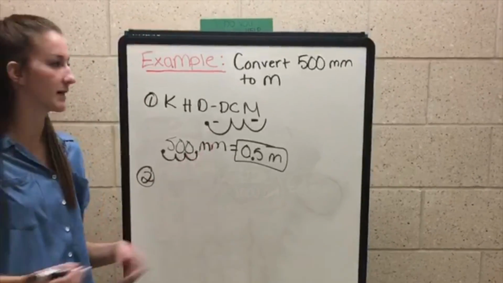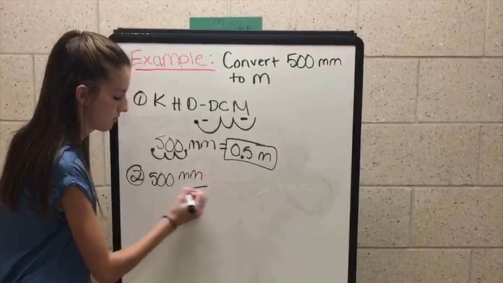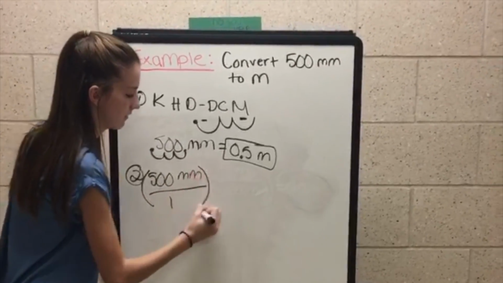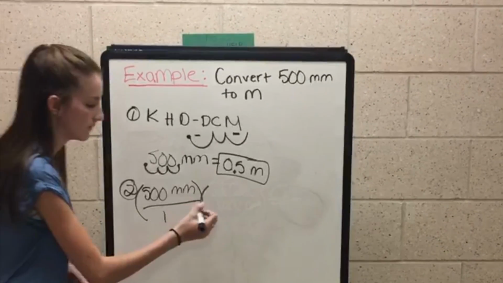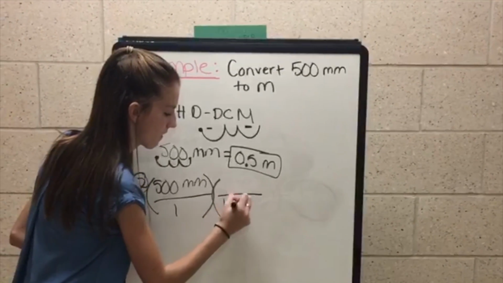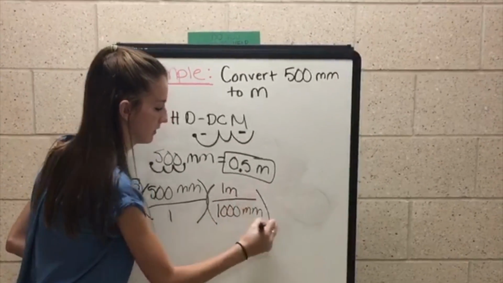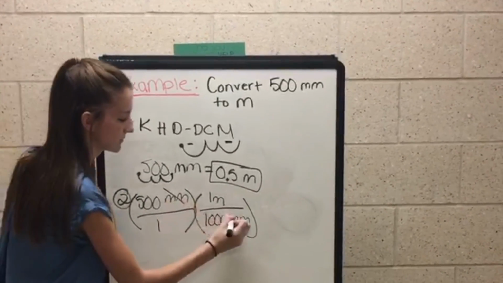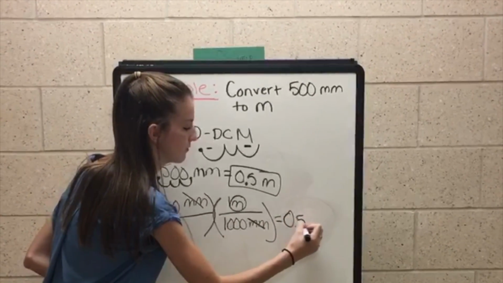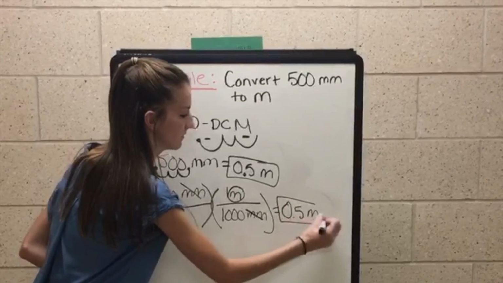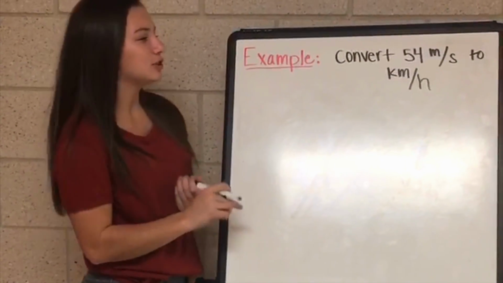The second way to do this is to use cross multiplying. You write what you were given, which is 500 millimeters over 1, and you just have to know that there are 1,000 millimeters in 1 meter. So your units cancel out and you're left with meters, which gives you the same answer, 0.5 meters.